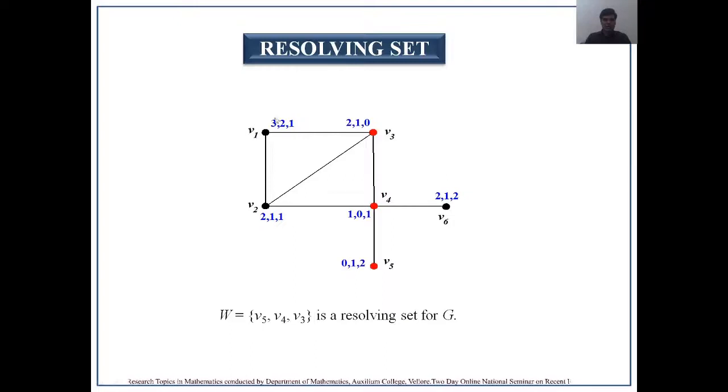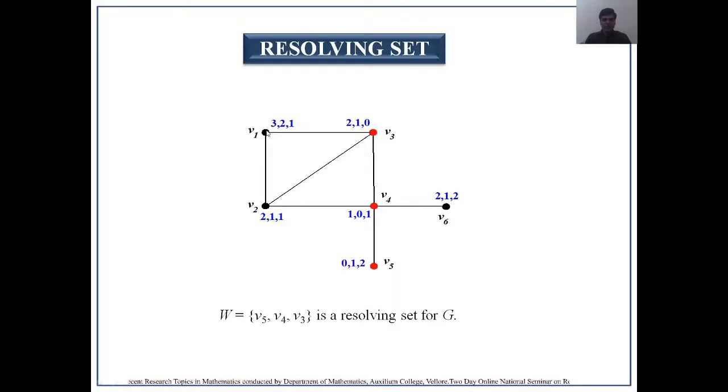What I get here: we already know, for V5 and V4, the first two coordinates. Only the third coordinate is going to vary. Let me check that alone. The distance between V5 and V3 is 2, which I am writing as the third coordinate. V4 and V3 distance is 1, which I am writing as the third coordinate. Similarly, V6 and V3 is 2.